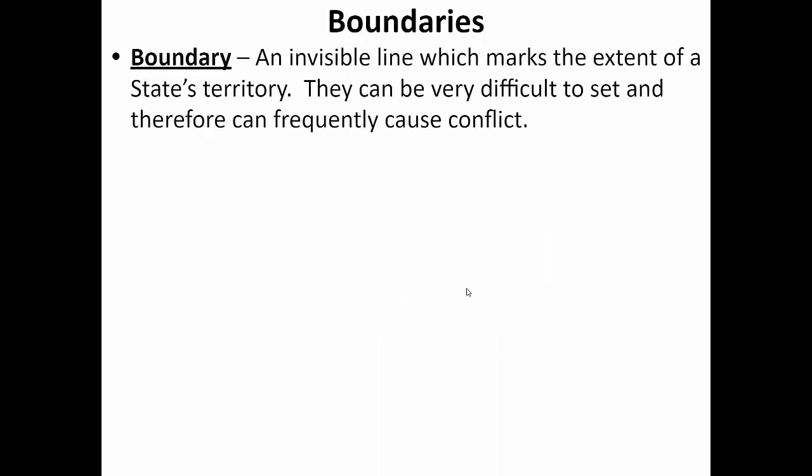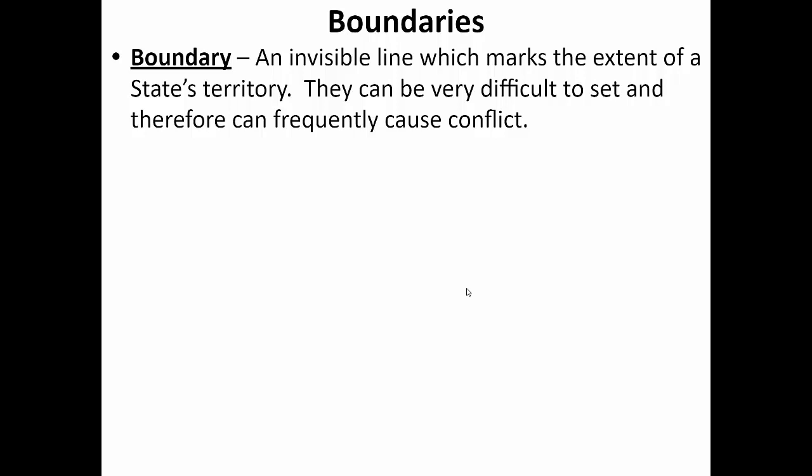Boundaries. A boundary is an invisible line, and it marks the extent of a state's territory. Hey, keep in mind boundaries go up into the air, right? That's how we get the concept of airspace. They also go underground, all right? So a country's boundaries are not just on Earth's surface. They extend upward and downward as well.